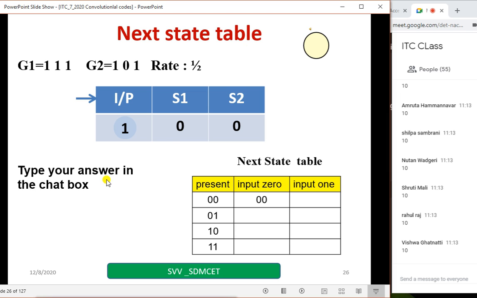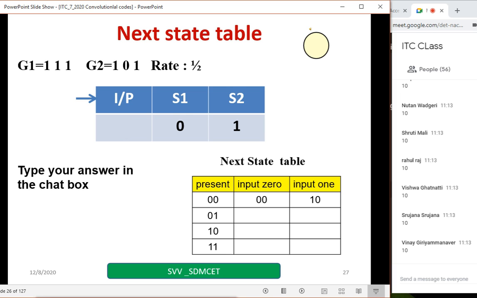How will it become 10, sir? It's very simple. For those who still have doubt, this 1 will come here. This 0 will come here. This 0 will go out. So it is a right shift. Simply this will become a state. This will become a state. That's all. Use your common sense. Now, the next state will become 10.